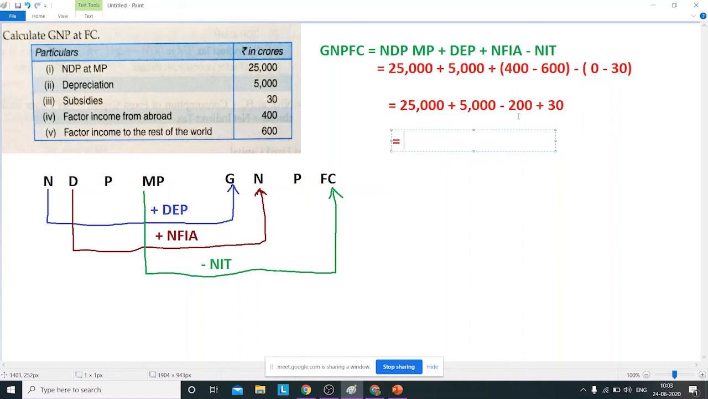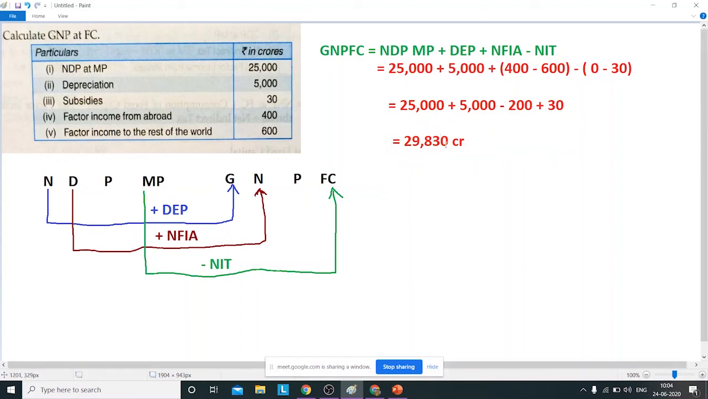It is 29,840. Is my answer correct? Yes. Yes, very good. It's 830. Purposefully only I did that. Okay, 29,830. Yes. So this is the answer.